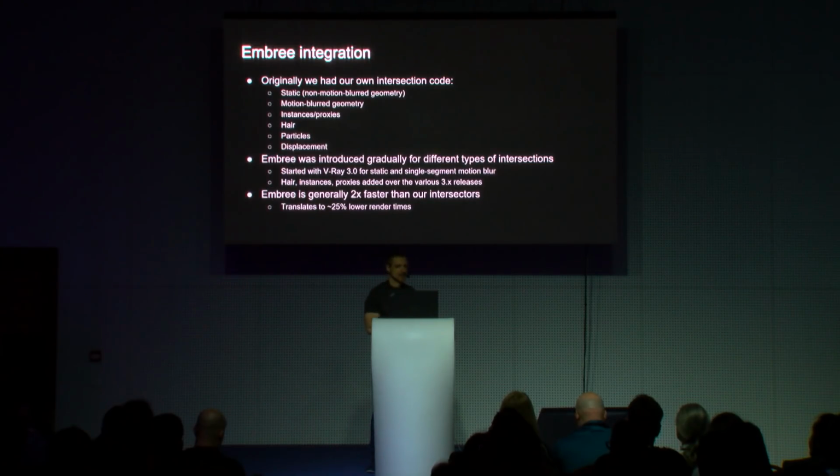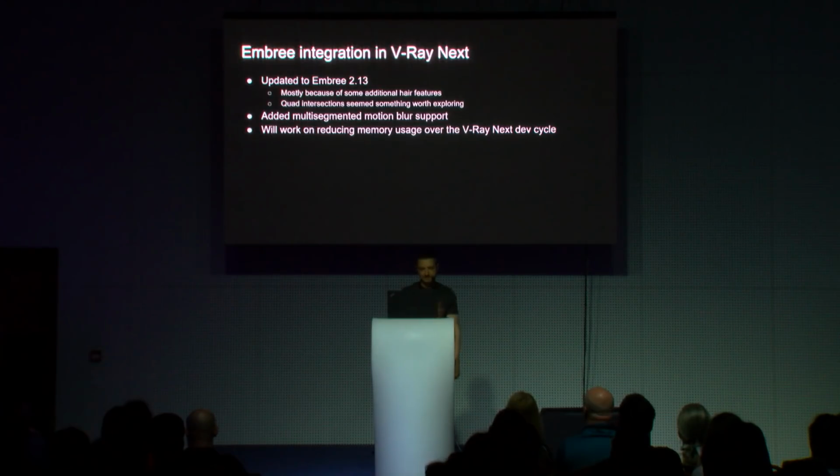Why did we do all this? It's because Embree is generally twice as fast as our own intersectors, which were quite old at that point. The original VRay code used KD trees. It did not use any modern processor instructions. So Embree was a better choice for us and gave us roughly 20% improvement in the total render time.